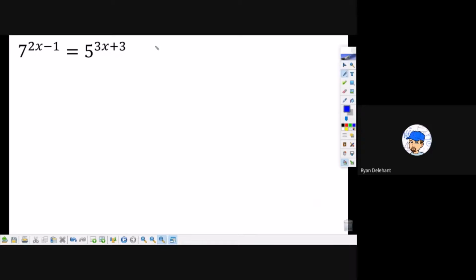Because, and well, I'm going to erase this. If we go to write this in log form, well, let's say we're going to put this as our base. We get 7, 5 to the 3x plus 3 equals 2x minus 1. Now, the problem is there's an x over here still. And I'm not sure how to deal with all that yet.